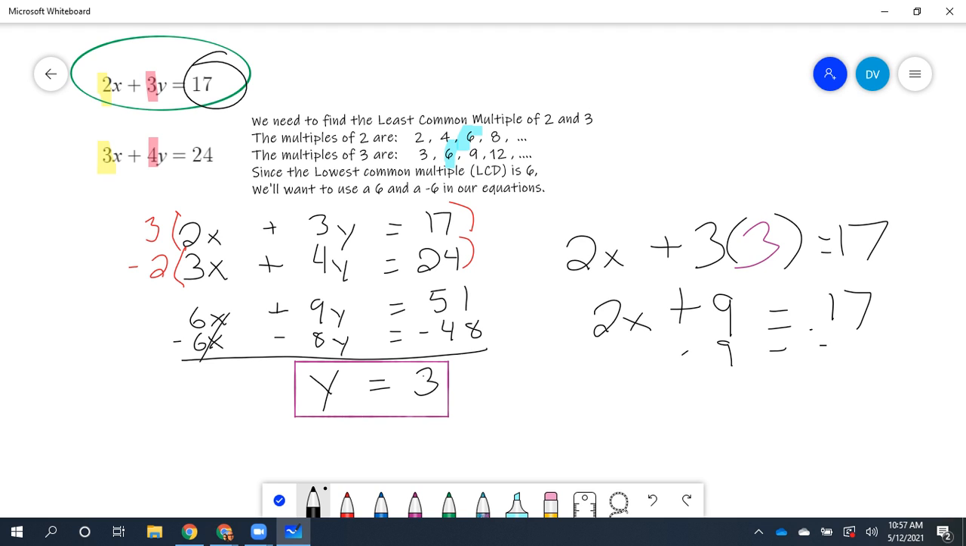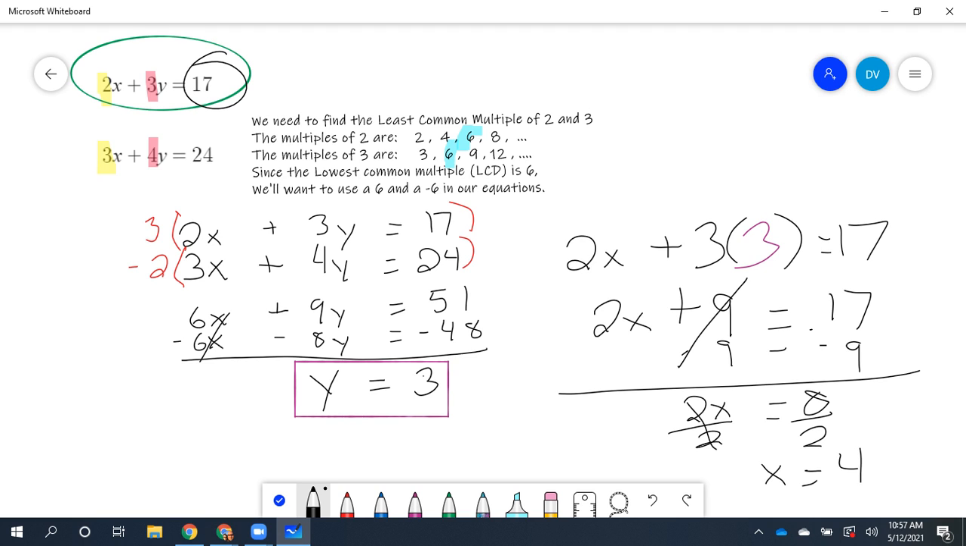So if I subtract 9 from both sides, I'm going to get 2x is equal to 17 minus 9, which is 8. And then I'm going to divide both sides by 2. And 8 divided by 2 is 4. So x is 4. So we have both parts of our solution, both coordinates.